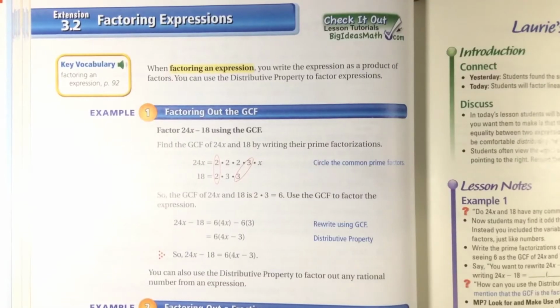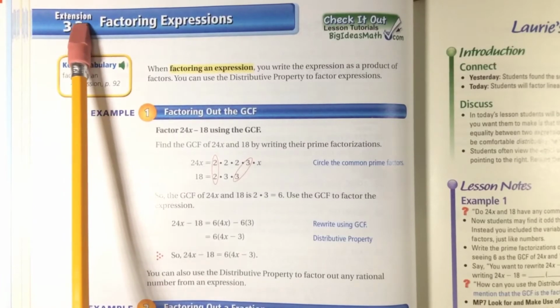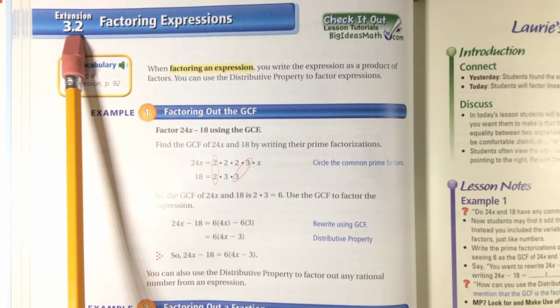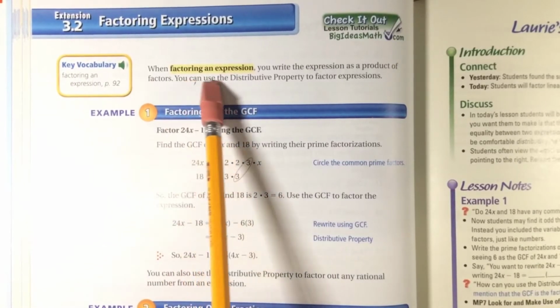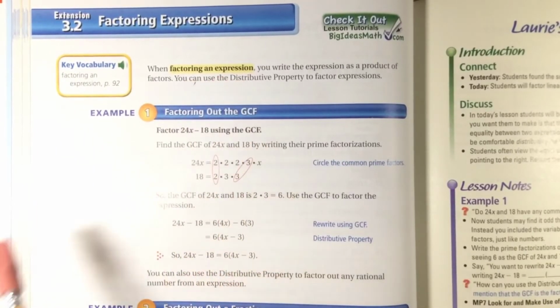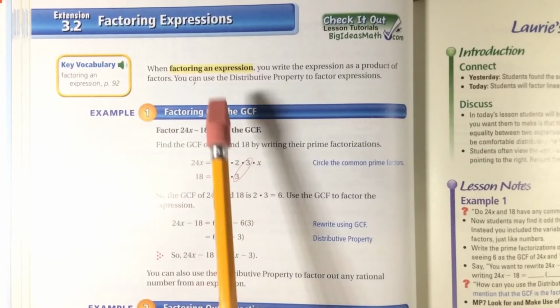All right, well, we are on extension 3.2, so it's an extension. It's just a little bit added on to 3.2. It's on page 91 of your textbook. And this is called factoring an expression. It's actually the opposite of doing the distributive property.